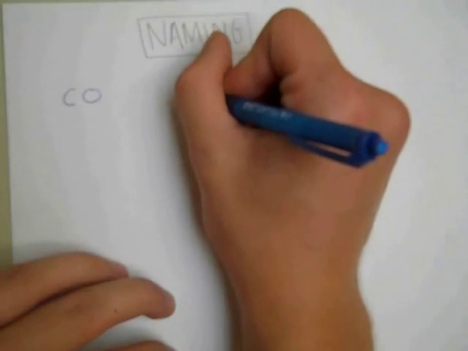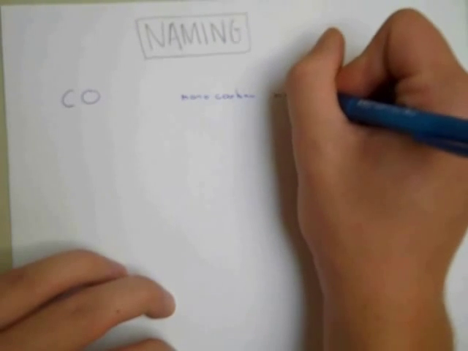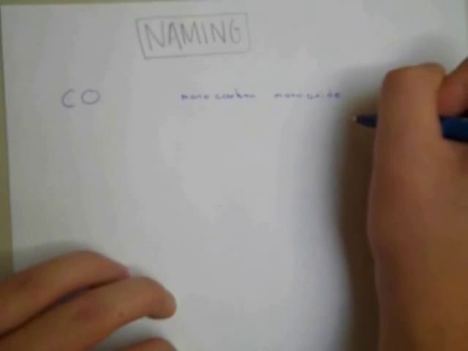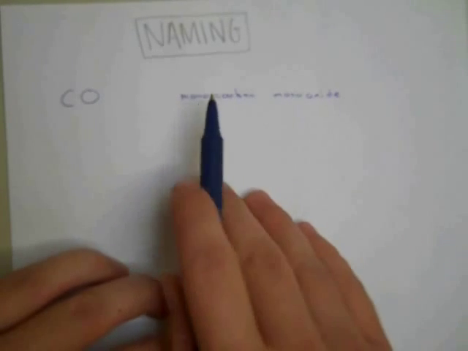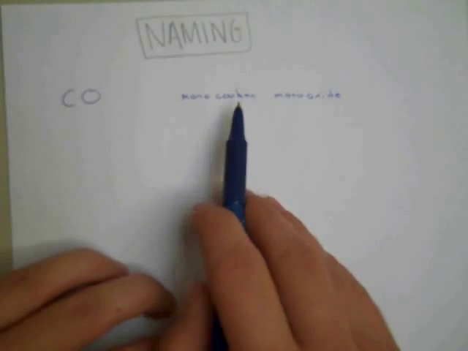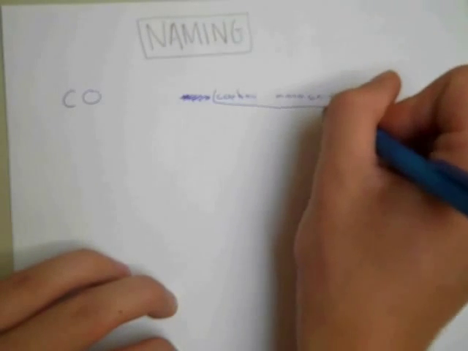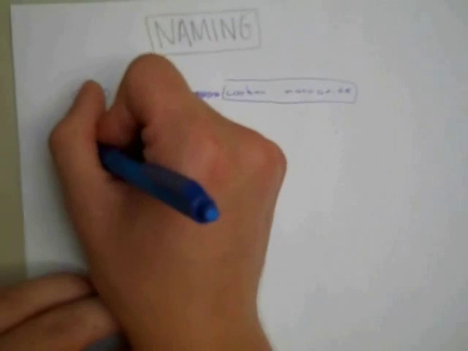So you can go ahead and write monocarbon, monoxide, and you say oxide, not oxygen, because in binary compounds, every single compound ends in IDE. And for this one, since mono is in the first part of this compound, you don't need to say that. That's implied. So you just wind up with carbon monoxide as the answer for this one.